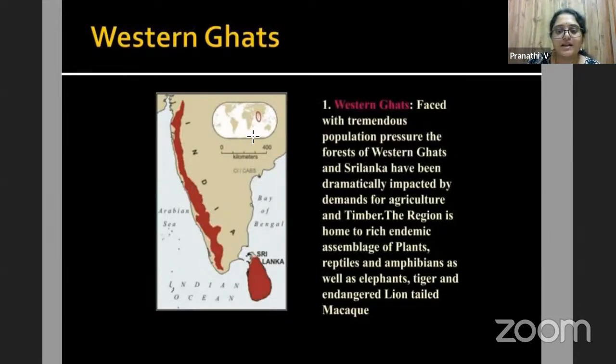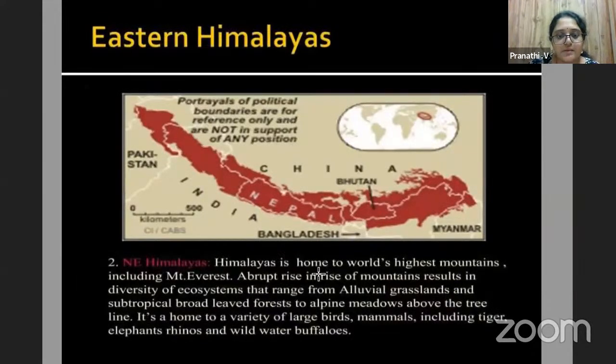So Western Ghats, tremendous population. So you have pressure again, it extends up to Sri Lanka. You have high demand for agriculture and timber, so losses because of deforestation and different kinds of human activities as usual. Eastern Himalayas, right from Pakistan to China to Bhutan, Bangladesh, and Burma. You have Mount Everest also in this particular area. So you have alluvial grasslands, subtropical forests, in fact home for a large number of birds, mammals, and flowering plants for that matter, rhinos, wild water buffaloes, the Asian rhino, all of this.